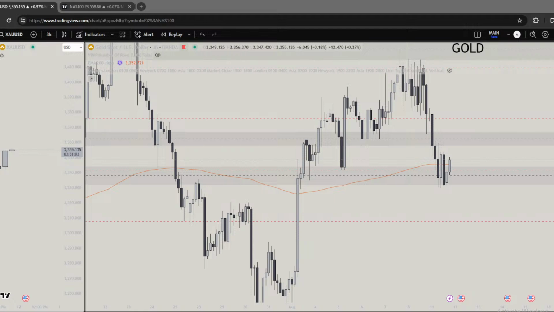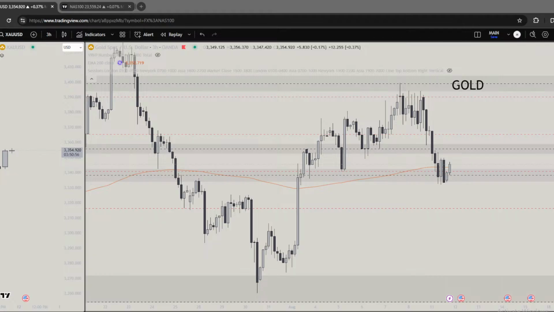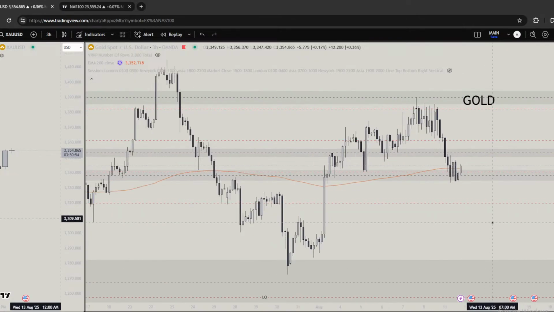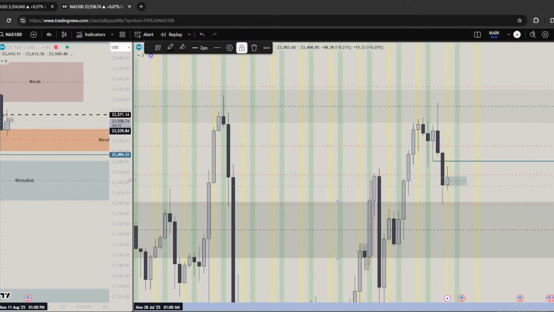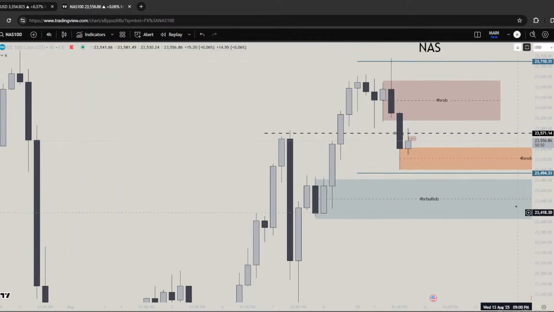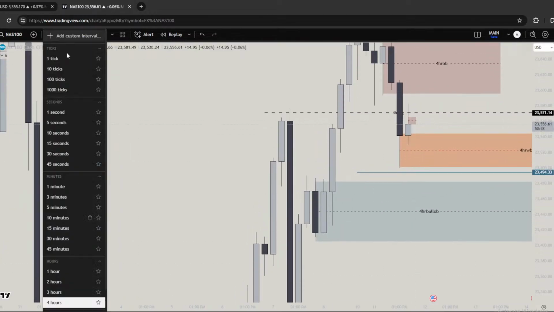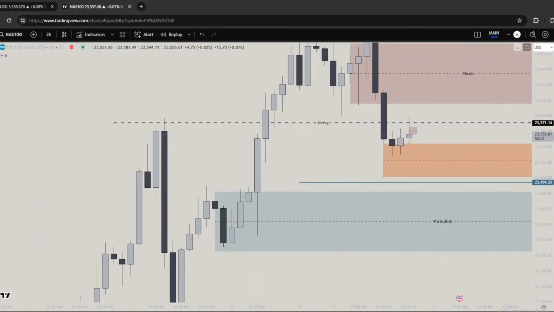What's up, Lewis? You long? What you looking at? You looking at Nasdaq? You've got to be looking at Nasdaq. But yeah, looking at gold. You can trade any session you want.